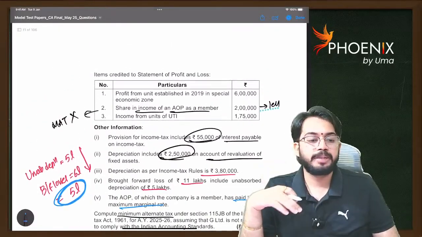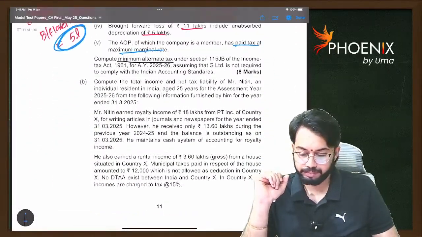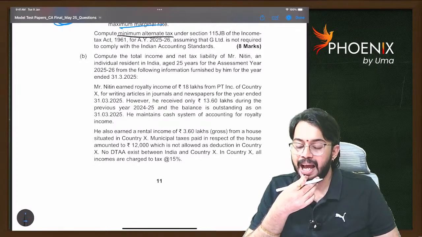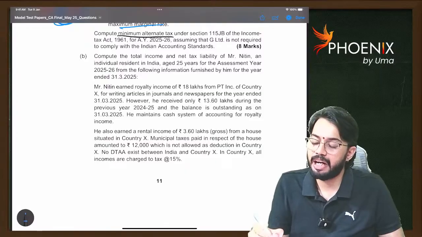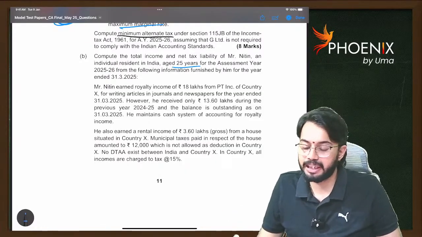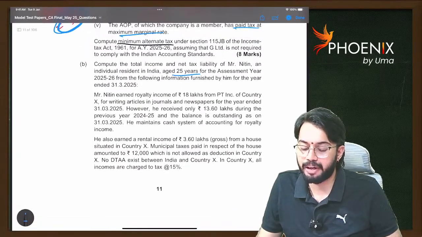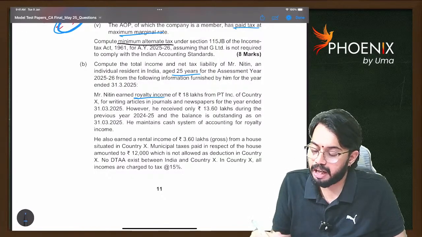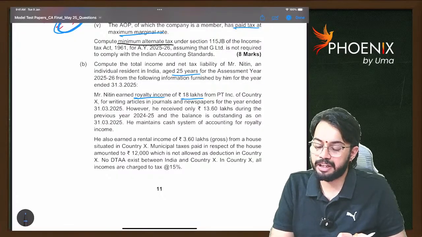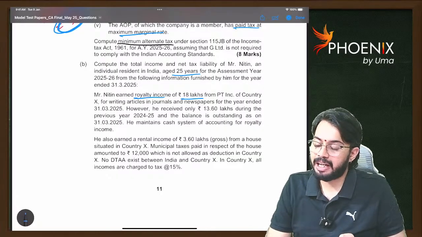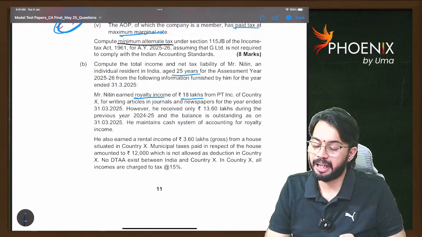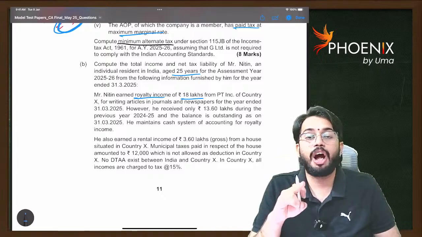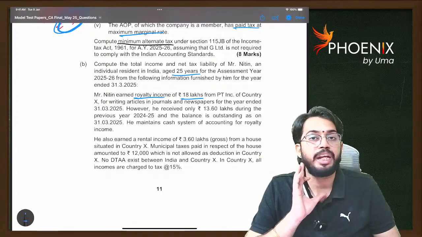So I explained all the adjustments. You can go through the calculation. Next, B. Compute total income and net tax liability of Mr. Nitin, an individual resident in India, aged 25 years, for assessment year 25-26 from the following information furnished by him for the year ended 31st March 2025. Mr. Nitin earned royalty income 18 lakhs from PTINC of country X for writing articles in journals and newspapers. See, royalty income received for writing articles in journals, that royalty income is not eligible for deduction under 80QQB. Okay.